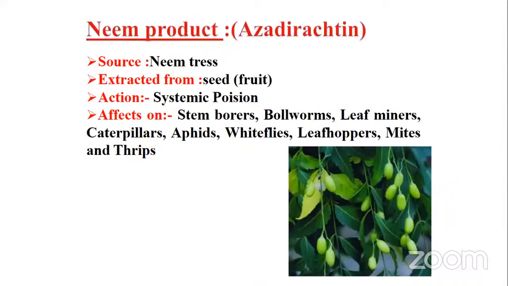This is the product azadirachtin from Azadirachta indica. It is also called azadirachtin, isolated and extracted from parts of the neem trees, especially from the seed or the fruit. It acts as a systemic poison. It shows its effect on stem borers, bollworms, leaf miners, caterpillars, etc.